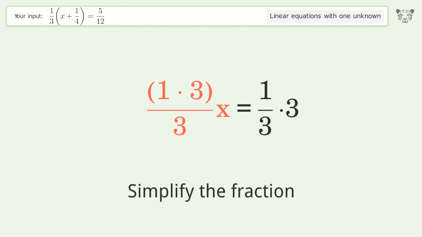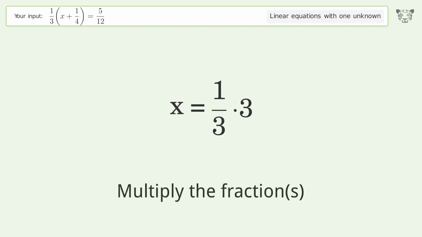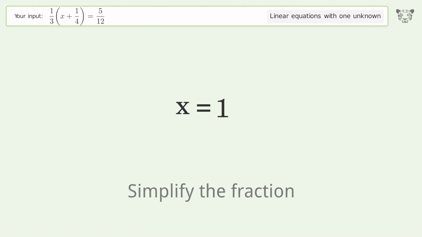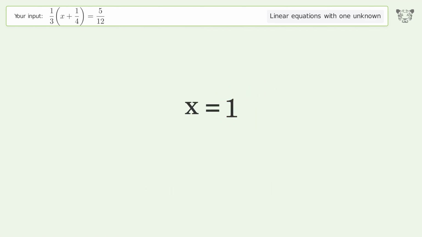Simplify the fraction. Multiply the fractions. Simplify the fraction. And so the final result is x equals 1.